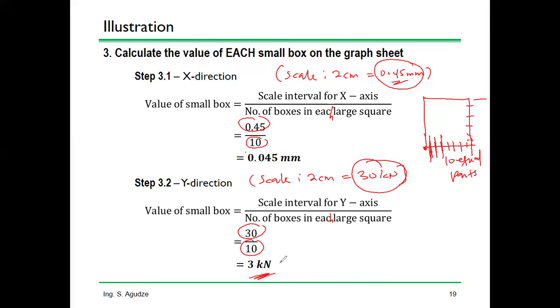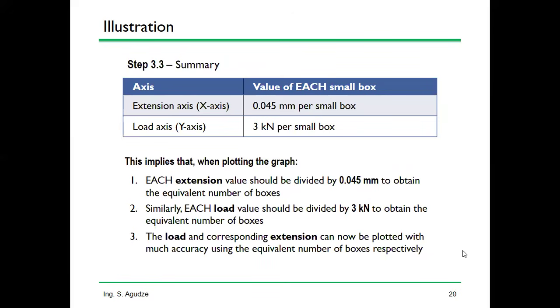Now we've been able to find a scale, we have also been able to find the value of each small box. So to summarize, in terms of the value of each small box, in the extension, which is the x-axis, 0.045 mm per small box. And then in the load axis, 3 kilonewton per small box. Is that okay? So it becomes very simple now.